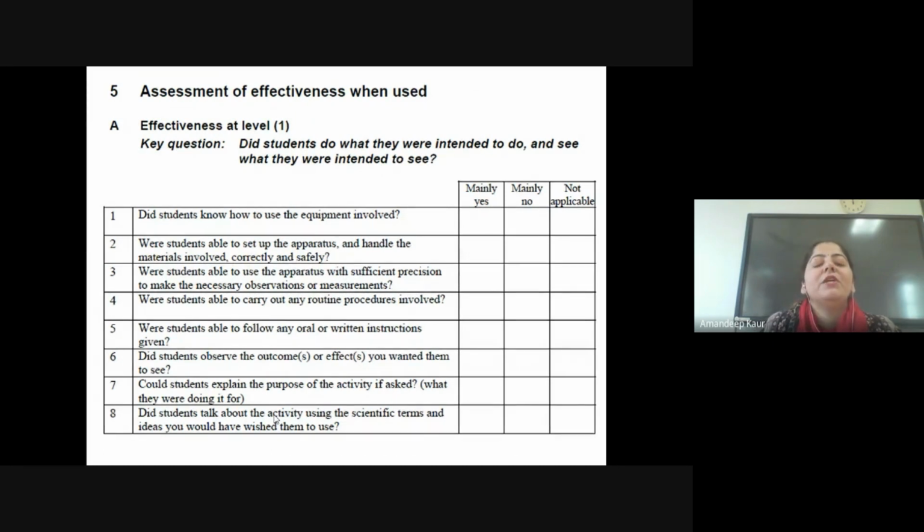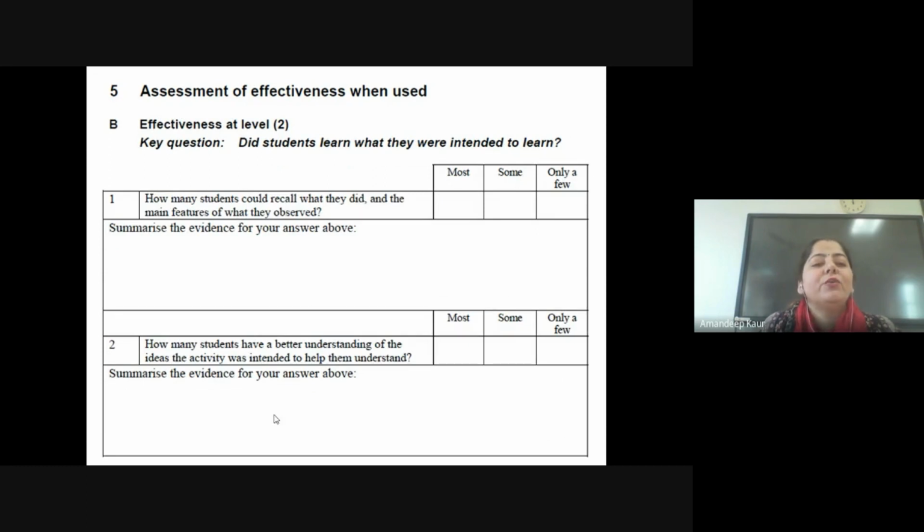When it comes to the assessment of effectiveness when used, effectiveness can be observed at two different levels, level 1 and level 2. For effectiveness at level 1, these are a few questions: did the students do what they were intended to do and see what they were intended to see? So what kind of observing environment is the teacher creating in laboratory classes? This can also be considered by the teacher, and likewise the rating scale needs to be developed by the faculty. These are a few questions we need to answer: whether my students are able to observe, whether my students are able to perform and achieve the level of effectiveness.